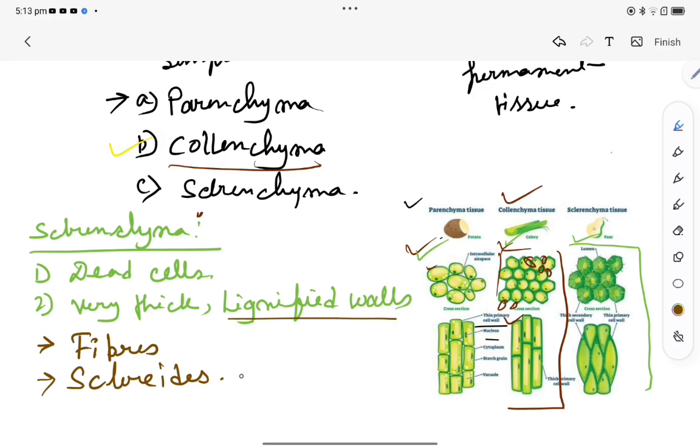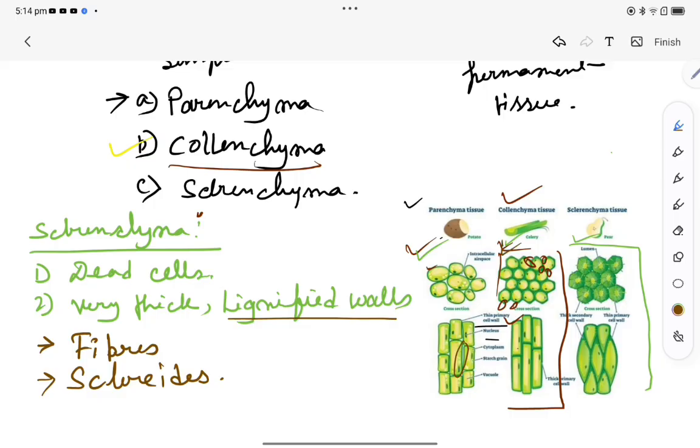Listen, if vacuole and intercellular space are present, then rigidity will be less. It is not that much rigid. So if you see in Parenchyma tissue, vacuole is present, right? Cell wall is not that much thick, and intercellular space is also present. So it is not that mechanically strong. In case of Collenchyma, it gives mechanical support, but it is flexible, right?